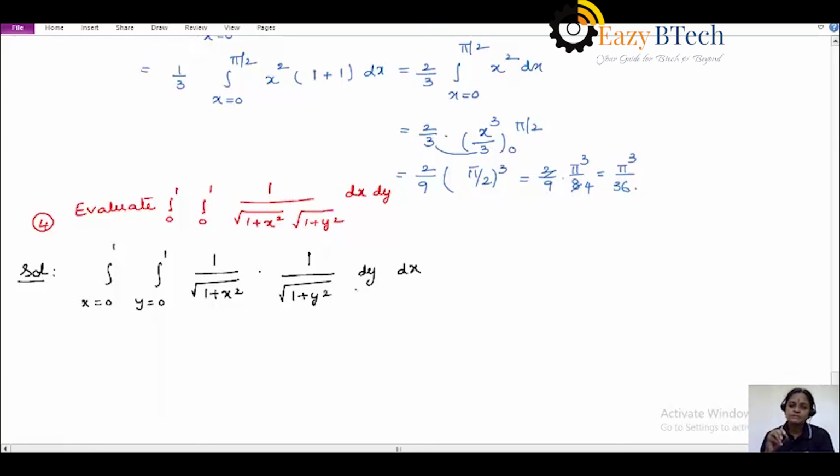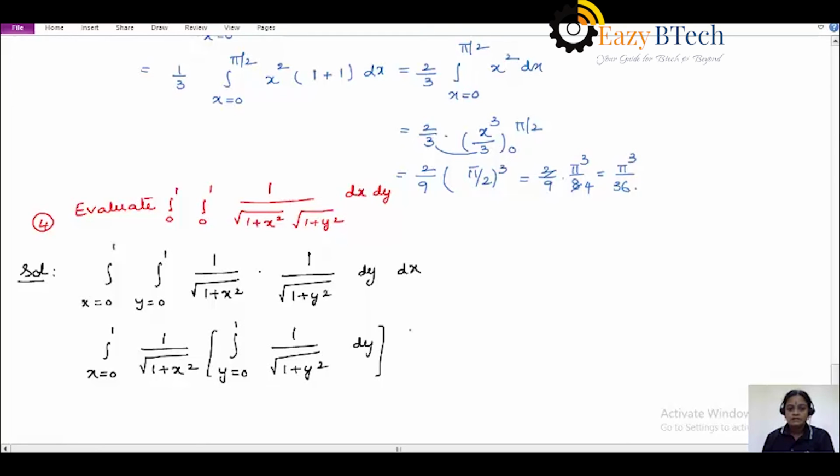You may do with respect to x and then with respect to y, because both limits are in terms of constants only. So 1 by root of 1 plus x square common, and then y is equal to 0 to 1, 1 by root of 1 plus y square dy, and again into dx. Okay, students.